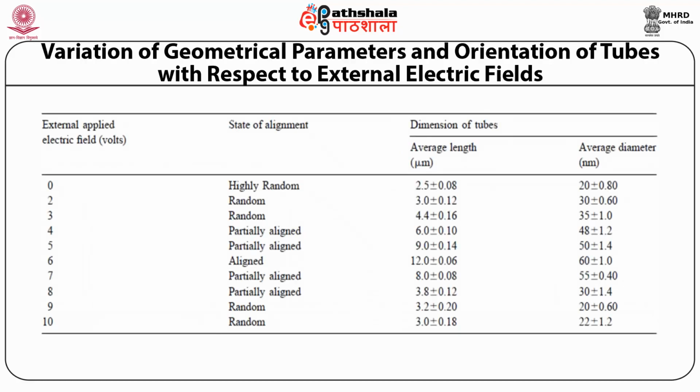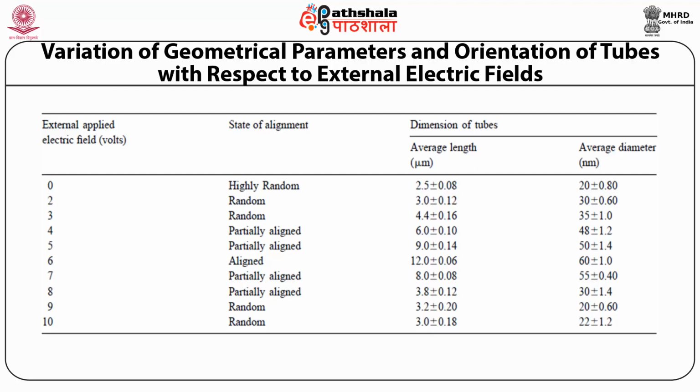The variation of geometrical parameters and orientation of tubes with respect to the external electric field is discussed here. One can see that the external electric field applied in volt is written on the left side, and next to that the state of alignment has been mentioned. The dimensions of the tube, in terms of their length and average diameter, have also been shown.